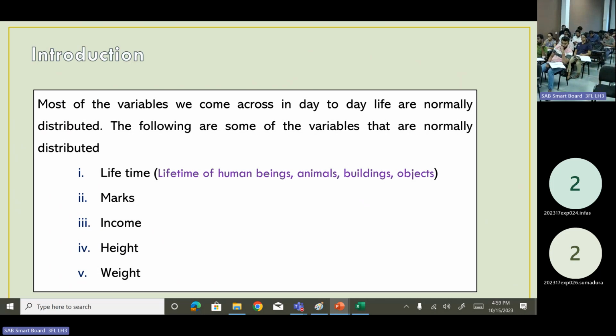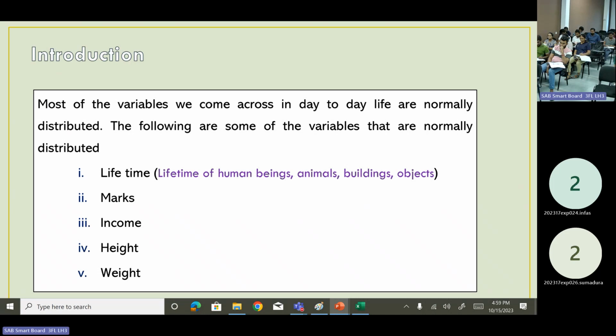So we'll write it as bullet points. First one, lifetime. Lifetime is a normally distributed variable. When you say lifetime, it can be the lifetime of anything: human beings, animals, buildings. Lifetime of anything will be normally distributed. Lifetime of bulbs and electronic items are all normally distributed.